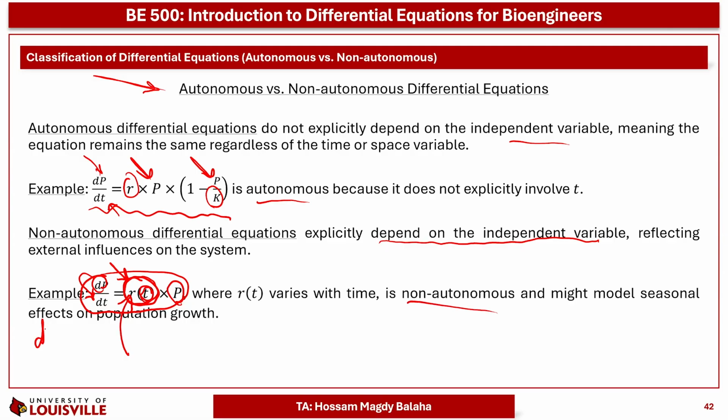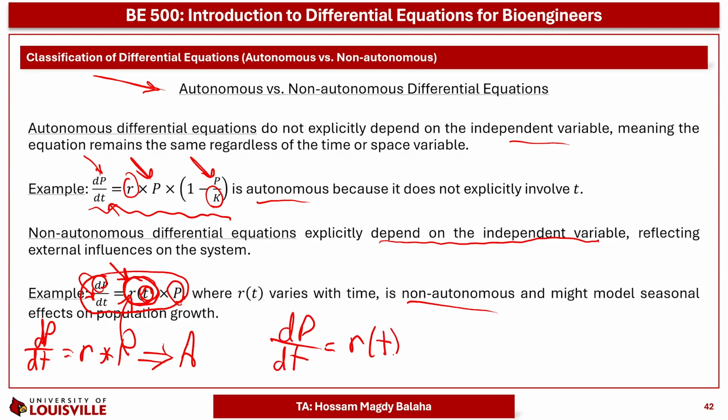So if we write the equation like that, r is a constant, and in this case, this will be autonomous. And if we write it like that, r changes with time. In this case, this will be non-autonomous. So depending on the variables or constants in your equation, you need to check if it's constant or it varies depending on the independent variable. If so, in this case, it will be non-autonomous.